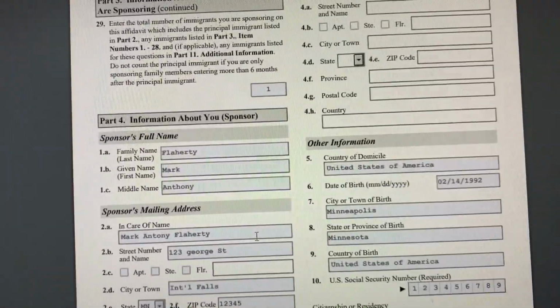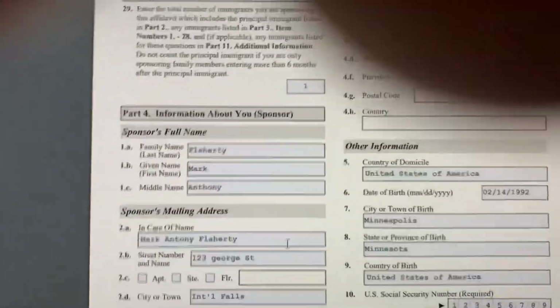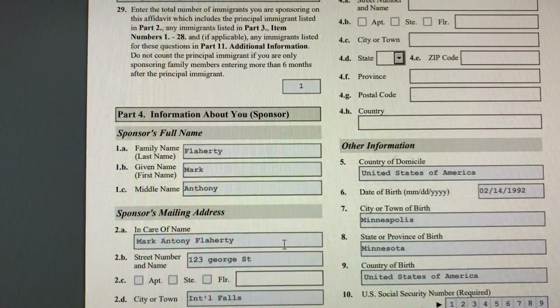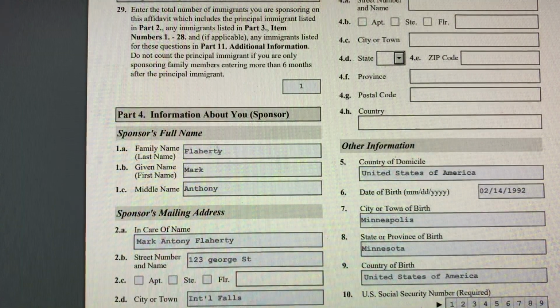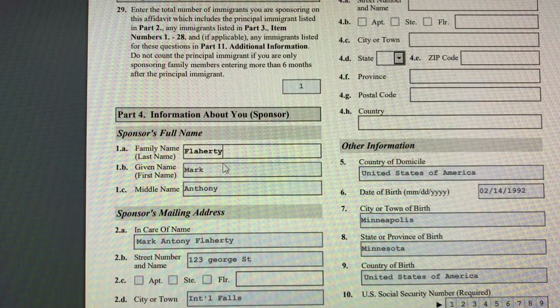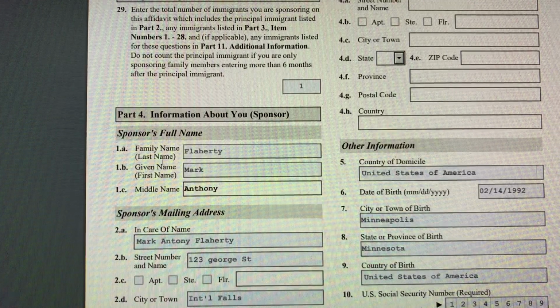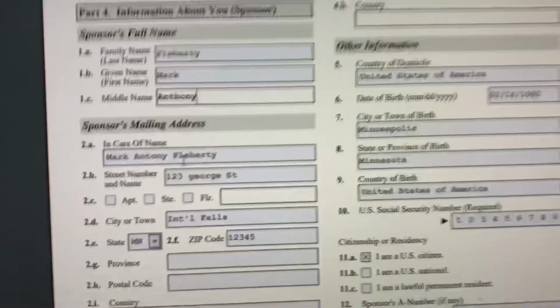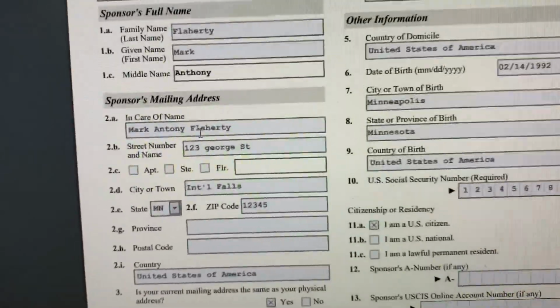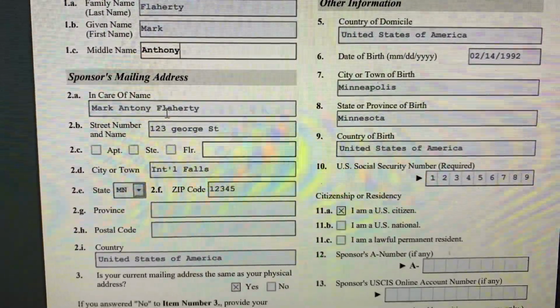So moving on to Part 4, Information About Your Sponsor. So put your name here, the sponsor, or in my case, my husband. So put your name, Mark Anthony Flaherty, and then the sponsor's mailing address. Don't forget the mailing address. So the mailing address is there.